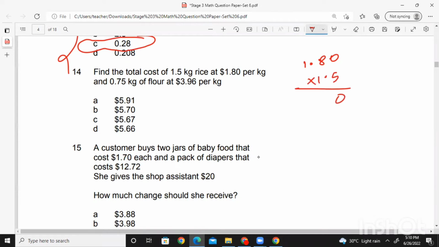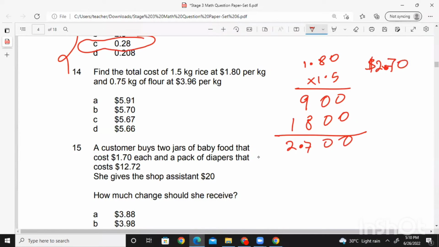5 times 0 is 0. 5 times 8, that's 40. 5 times 1 is 5 and 4, 9. Put a 0 to hold the place. 1 times 0, 0. 1 times 8, 8. 1 times 1, 1. So we're going to add up this: 0, 0, 7, 2. So we're looking at 1, 2, 3 decimal places. So basically this is $2.70 that we got from this. I'm holding on to my $2.70 for now. So let me mark my $2.70 right over there.